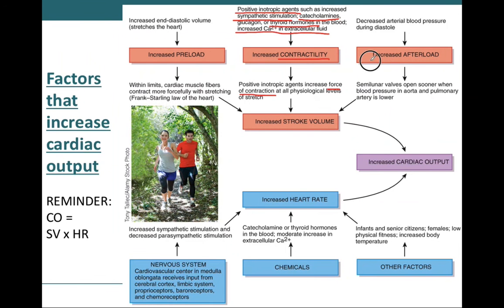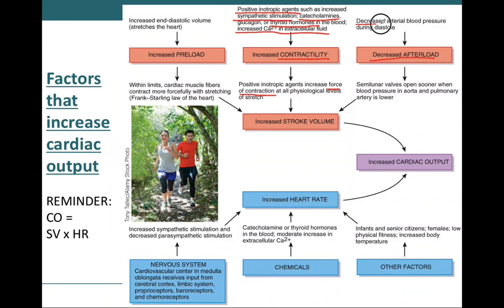Now, lastly here is the afterload. Afterload can be defined as the resistance that our left ventricle needs to overcome in order to pump blood into the aorta. So the greater the afterload is, the more resistance there is, and therefore the less blood that's going to get pumped from the ventricles. Now, if afterload decreases, that will in turn increase stroke volume, because there will be less of a pressure for our left ventricle to pump against.